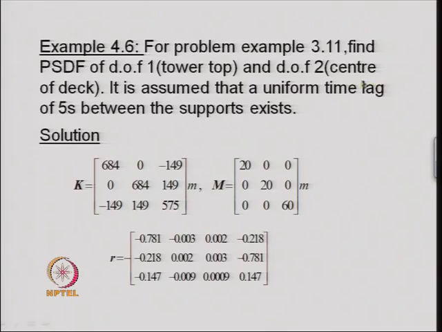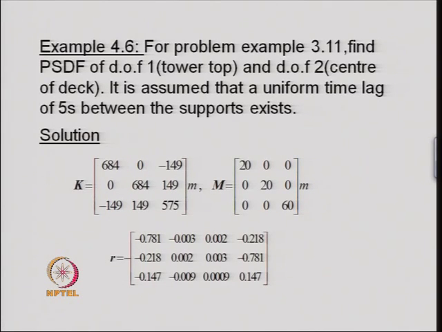It is assumed that a uniform time lag of 5 seconds exists between the supports, that is, it is a multi-support excitation case. For this problem, the K matrix is a 3 by 3 matrix corresponding to the two displacements at the tower top and a vertical displacement at the center of the deck. And this is the mass matrix corresponding to these degrees of freedom. And this is the R matrix, the coefficient matrix, giving the displacements that occur at the non-support degrees of freedom due to unit displacement at the four supports. That constitutes the R matrix.